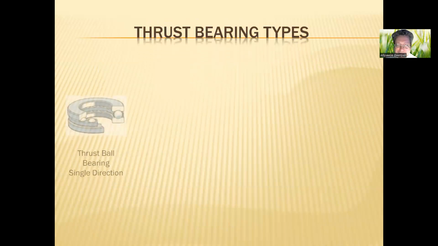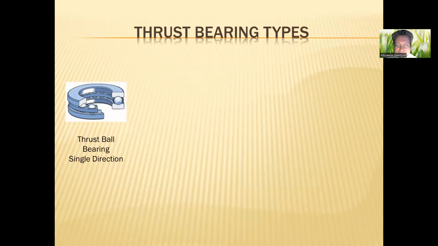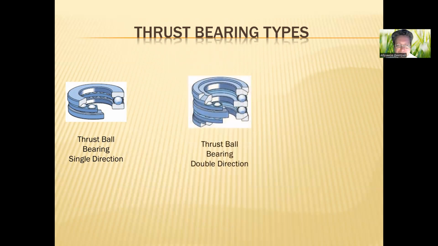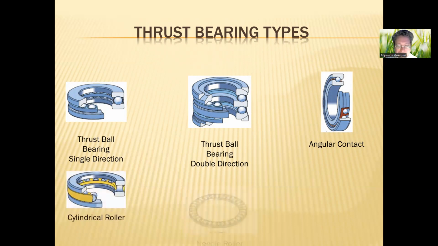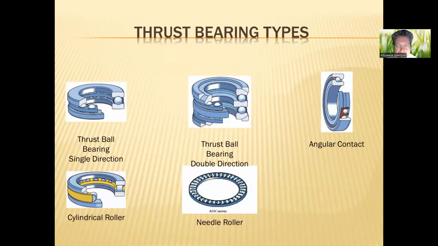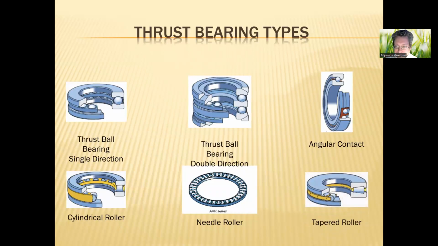Thrust bearing types. Thrust ball bearing single direction. Thrust ball bearing double direction. Angular contact. Cylindrical roller, needle roller, and tapered roller.